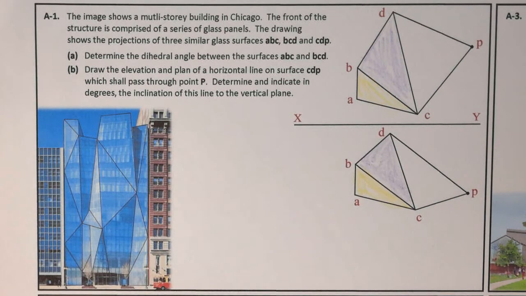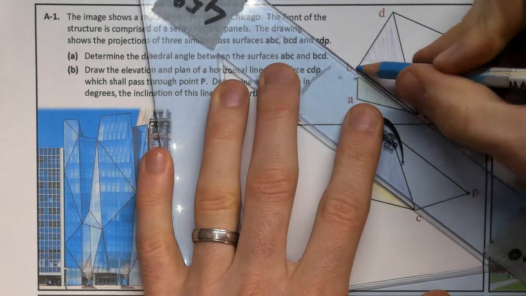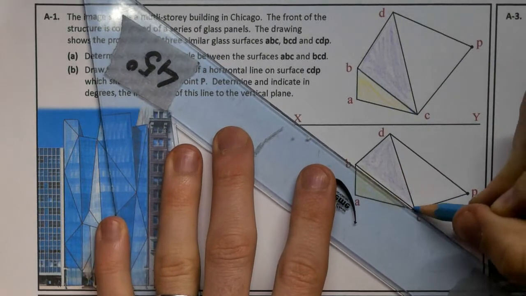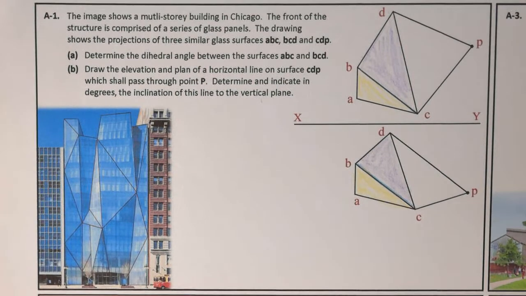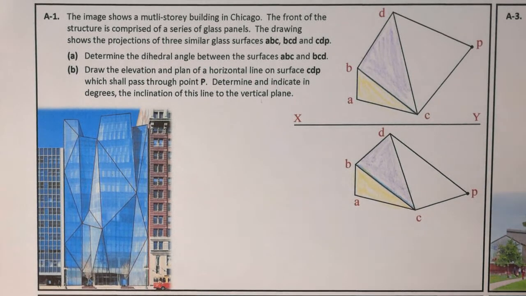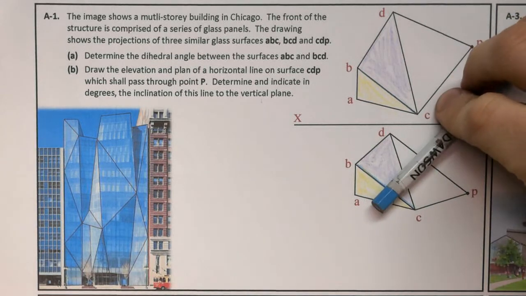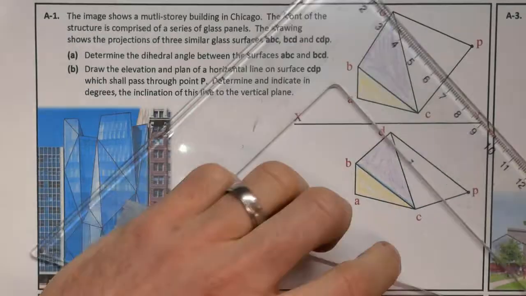So essentially what we want to do is find the true length of the line BC. And if we find the true length of the line BC, we can look along that point. So we want to look perpendicular to line BC, see the true length first of all. So sliding set squares.